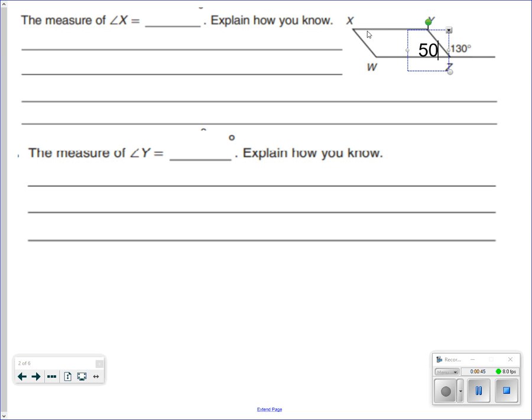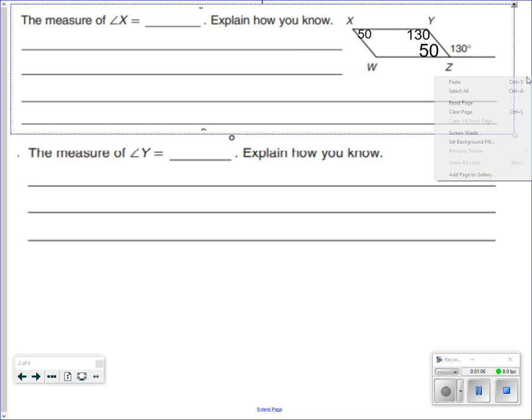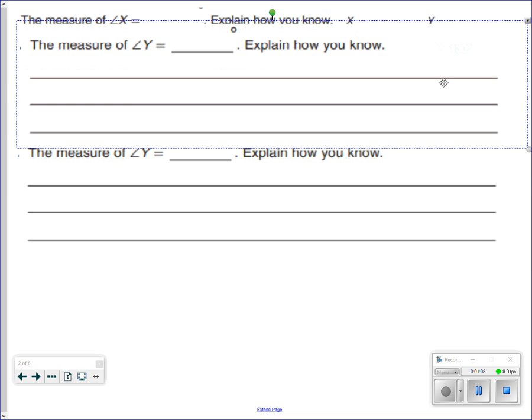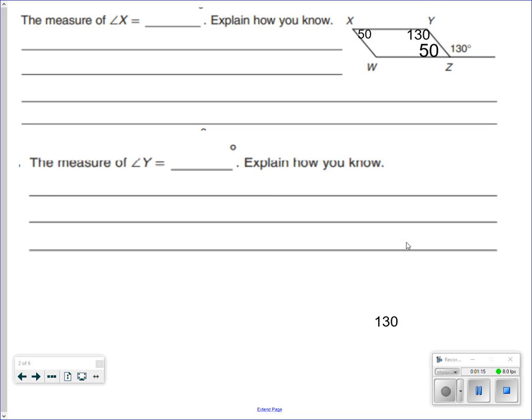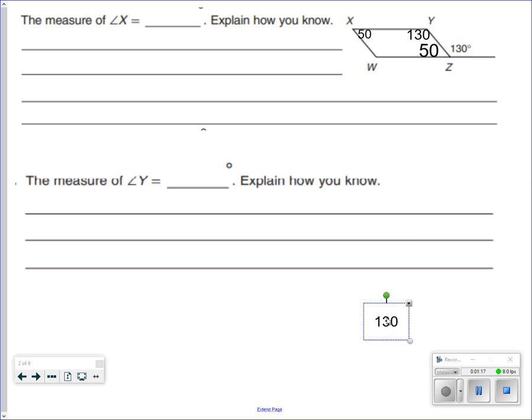If this is 50, over here we've got a 50 because they're the exact same angle in a parallelogram. If this is 50, then this outside angle here has to be 50. So that means that this has to be 130. And if this is 130, that means this right here, angle W, is also 130.